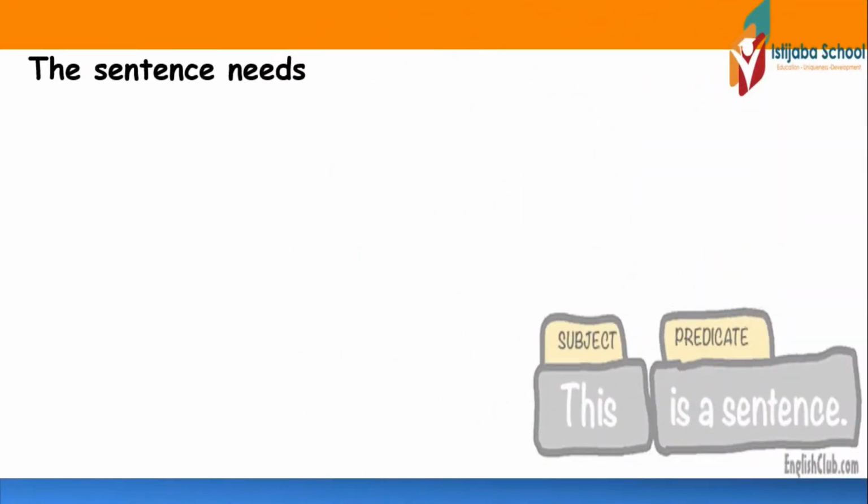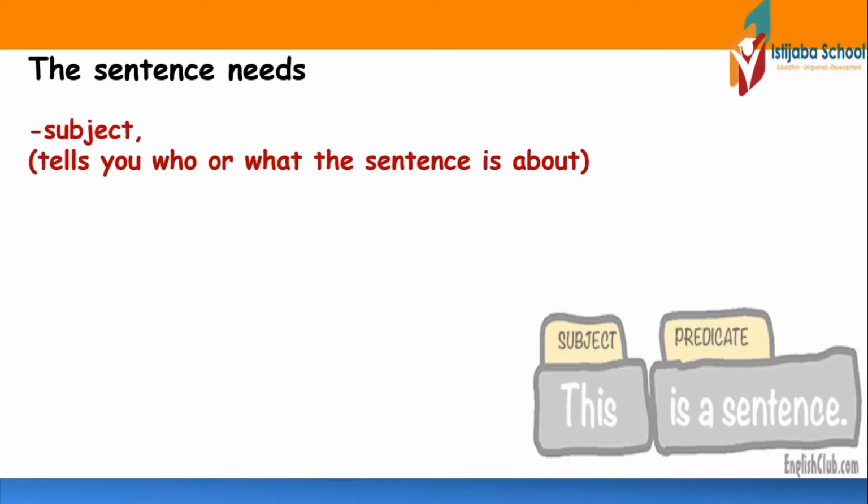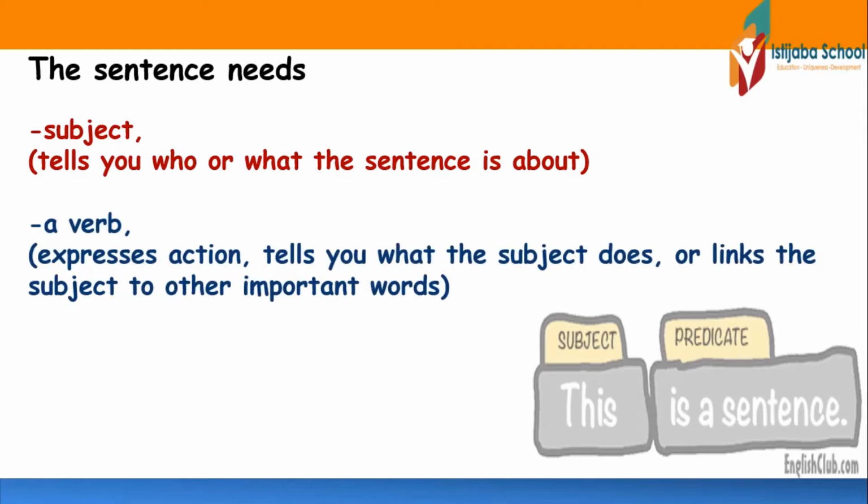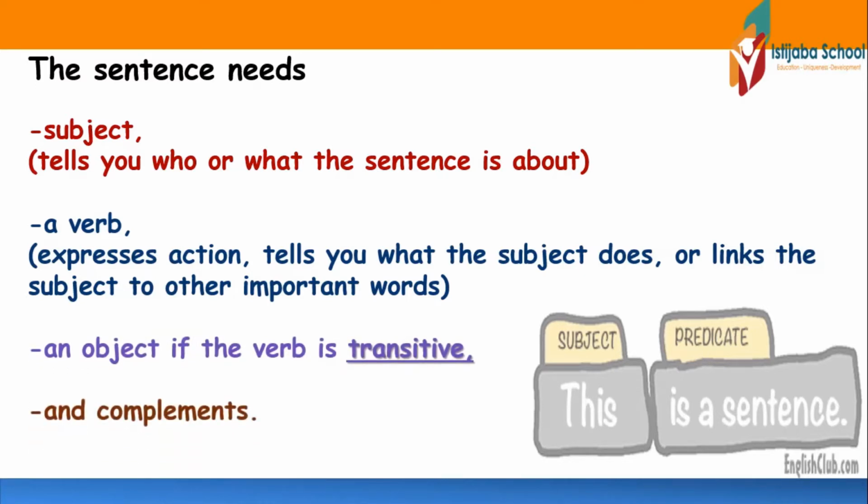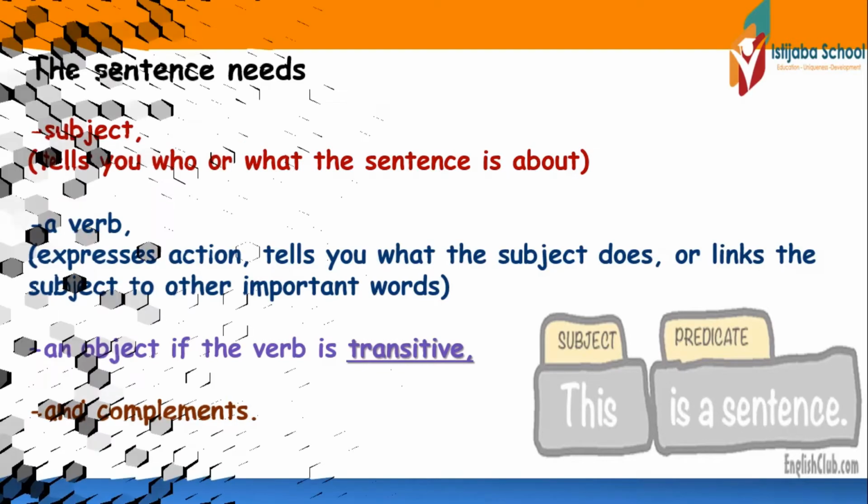So the sentence needs a subject that tells you who or what the sentence is about, a verb that expresses action, tells you what the subject does, or links the subject to the other important words, and an object if the verb is transitive, and complements. Without one of these elements, we're not going to have a complete sentence.